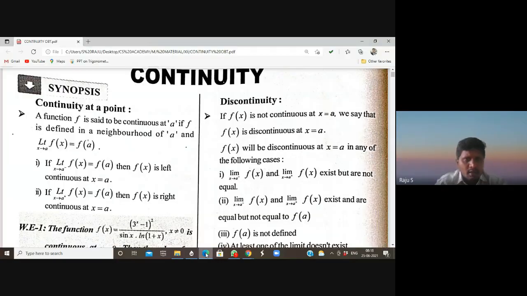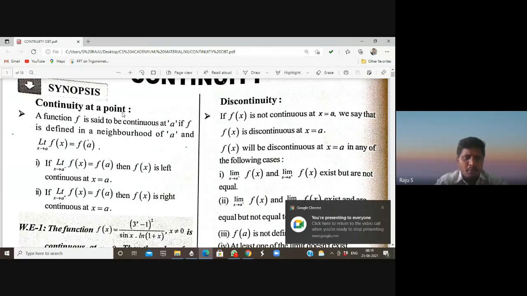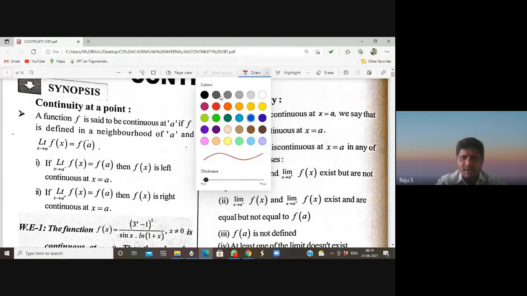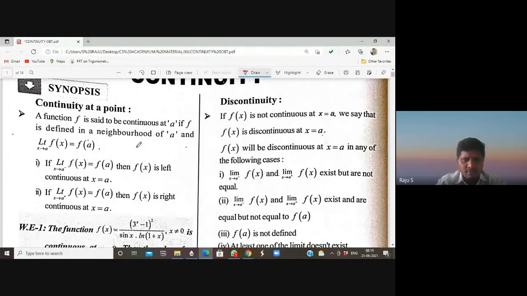Right. See, continuity at a point. A function f is said to be continuous at a if f is defined in a neighborhood of a. So if I take the x-axis and y-axis here, I want to check whether it is continuous or not at x equal to a. So we can take some neighborhood of a.